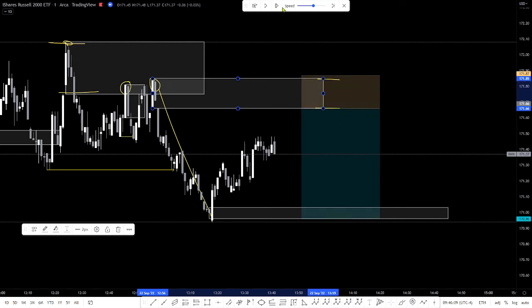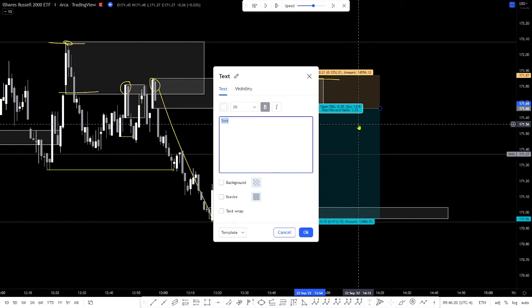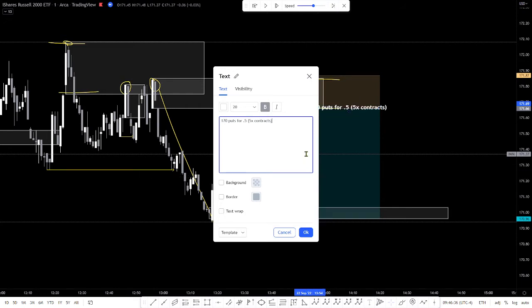And it's up to you on what puts you want to get into. For me, I'm going to look at buying, let's say, the 170 puts for 50 cents, and I'm going to get 5 contracts here. All right, my goal is 20 contracts.